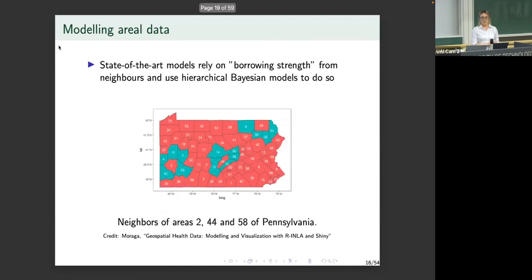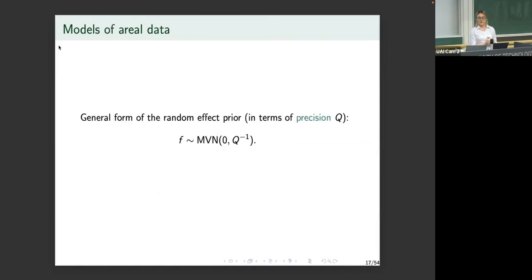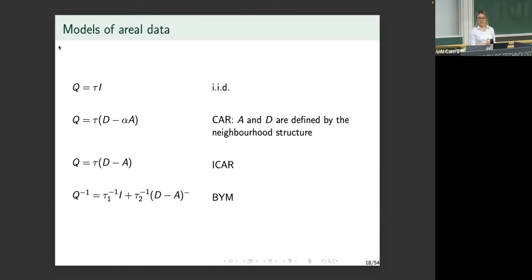The models which are widely used for areal data rely on the borrowing strength mechanism. Basically, we're trying to model each region based on the values in its neighbors. Mathematically speaking, we use multivariate normal distributions with zero mean and precision matrix Q. And depending on the specific form of the precision matrix, we define one or the other model of areal data.